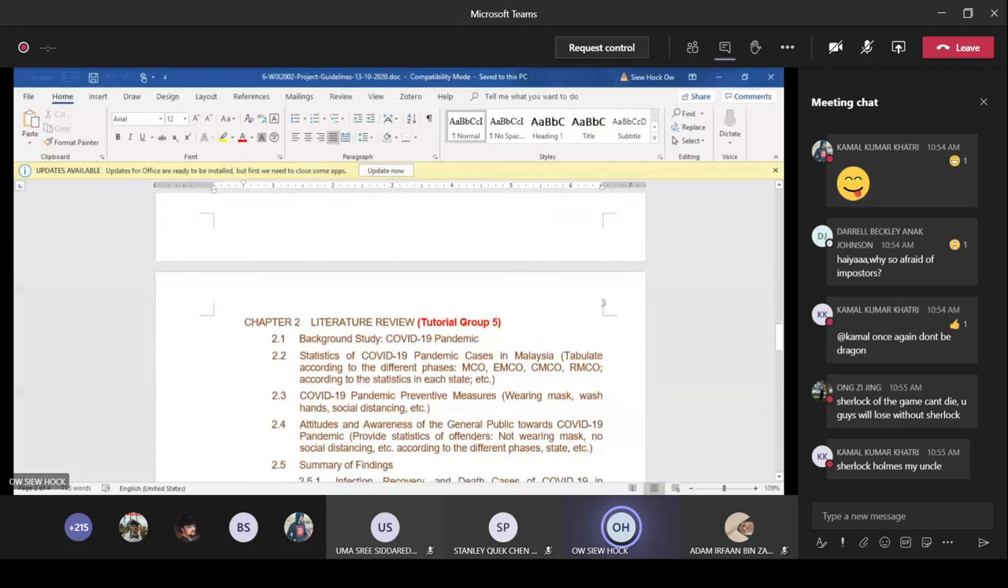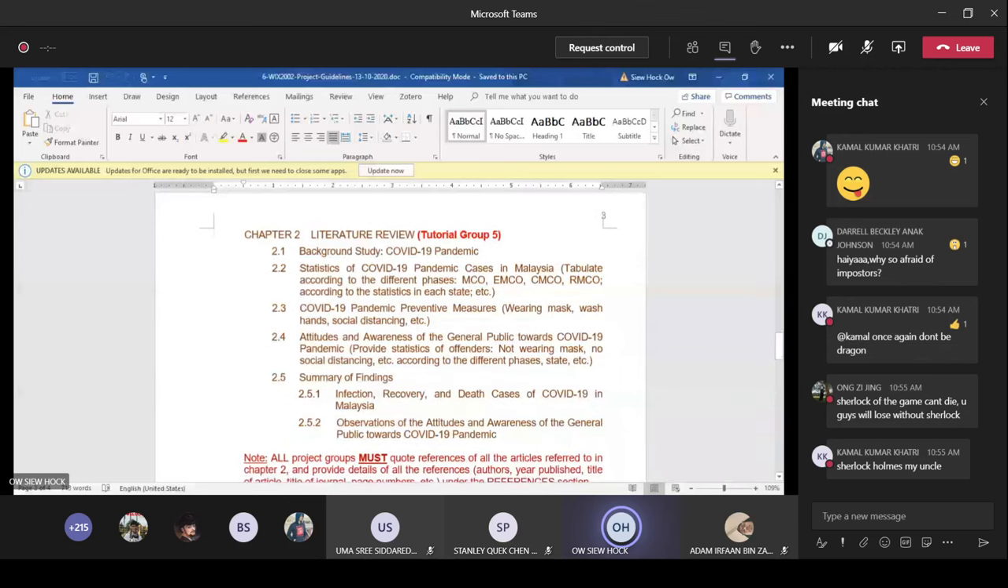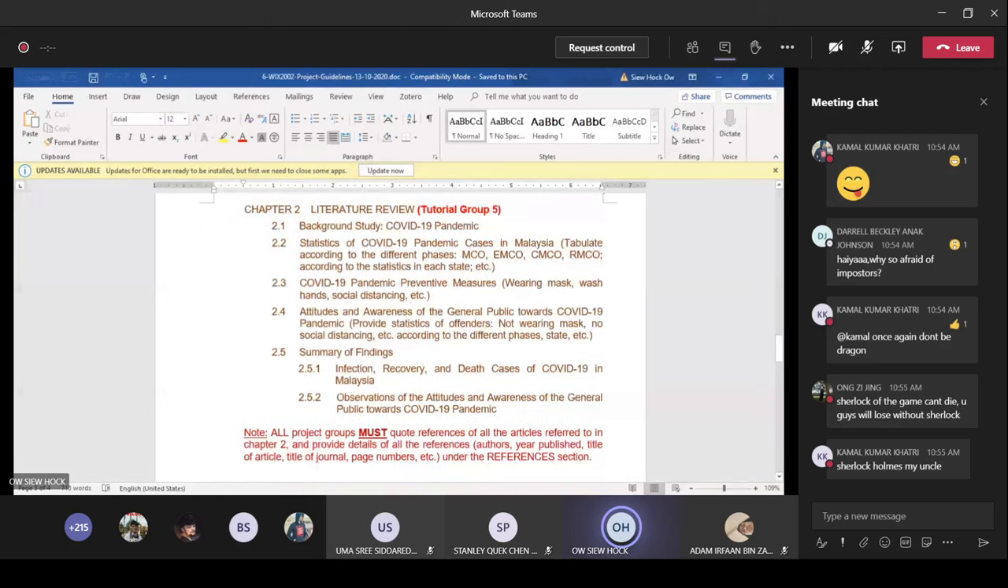And tutorial group 5 is about COVID-19. So COVID-19 now is a very hot topic. So you're going to study the background of COVID-19, when this pandemic started, how it started to spread, and how the impact has influenced this whole world. Okay, and then what are the statistics, especially focusing on Malaysia? Then you can tabulate according to the different phases of our MCO, EMCO, or whatever the different phases, or according to different states and so on. Okay, so that is under number 2.2.